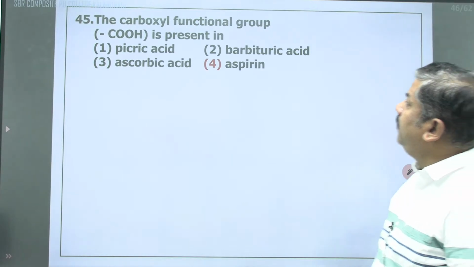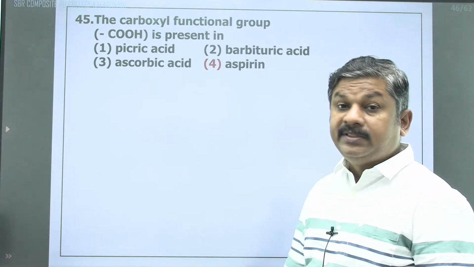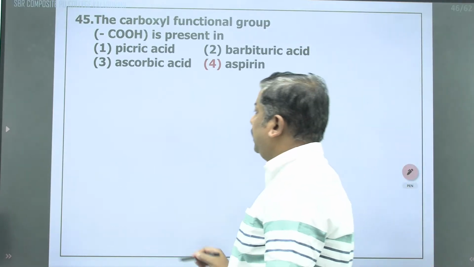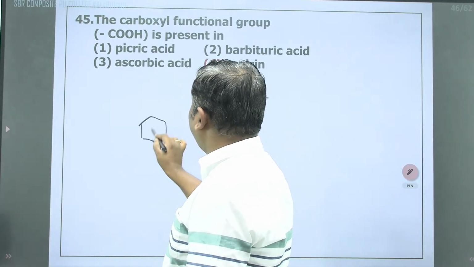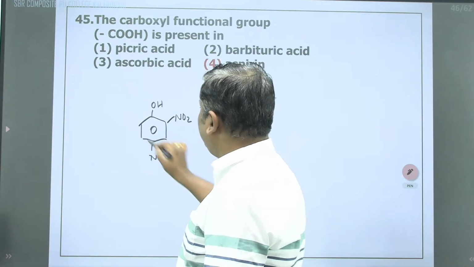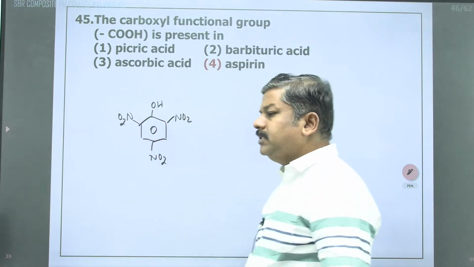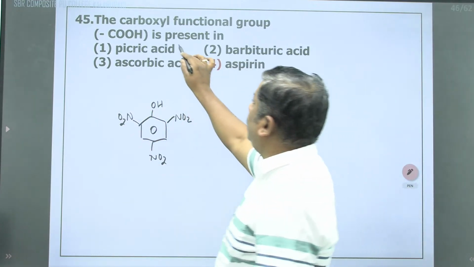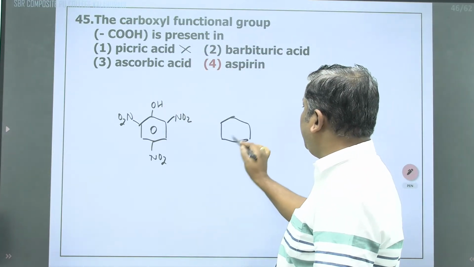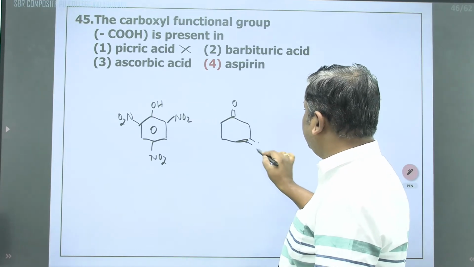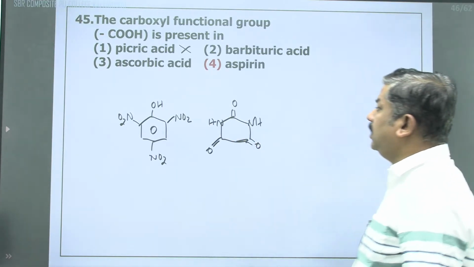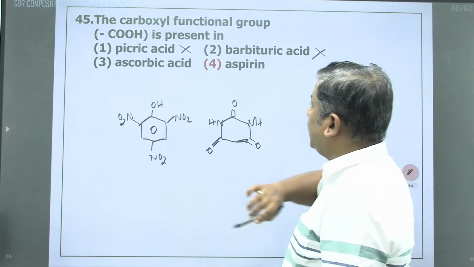Question 45. The carboxyl functional group is present in picric acid, barbituric acid, ascorbic acid, and aspirin. Picric acid, you know very well, is 2,4,6-trinitrophenol. This is NO2, this one is NO2, and here also NO2 is present. This compound is commonly called picric acid. There is no COOH group. They are asking in which the COOH group is present. Barbituric acid is generally an amide compound. It has C double bond O, C double bond O, C double bond O, and NH, NH. This compound also does not contain a carboxylic acid group.